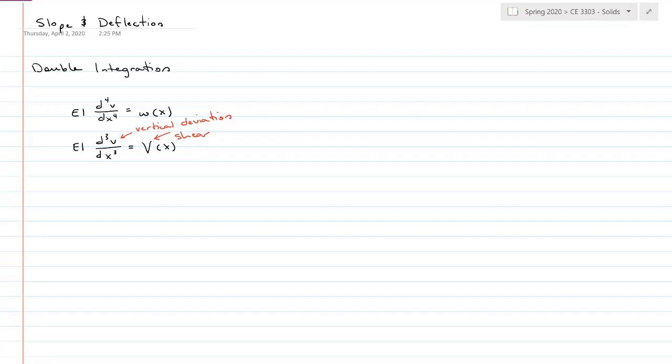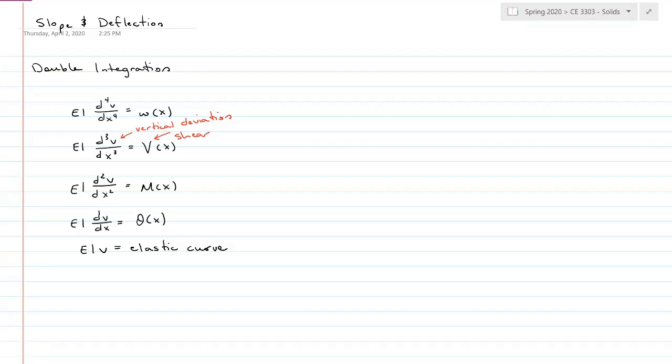All right, and then EI d squared v over dx squared is equal to the moment. EI dv over dx is equal to the slope. And EIv is equal to the elastic curve, or the deformed shape of a beam.